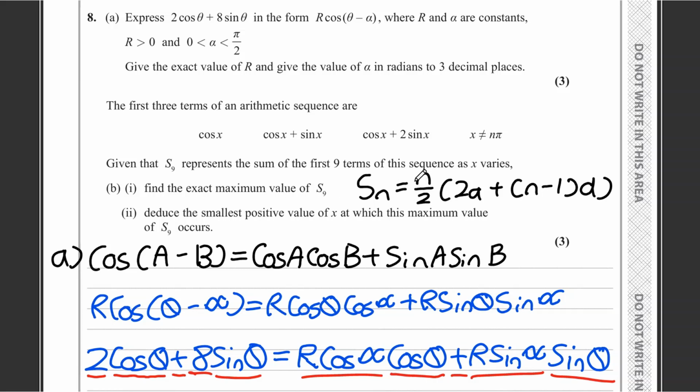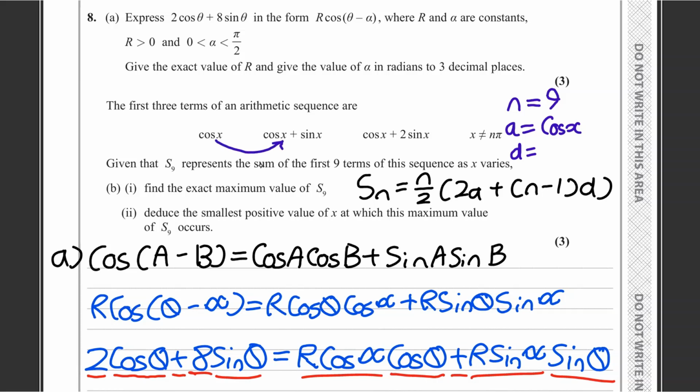So we need to find S9. So in order to use the formula for Sn here, we need 3 things. We need to know n, we need to know a, and we need to know d, where n is the number of terms in the series, a is the first term, and d is the common difference. Okay, so n is easy because we're trying to find S9, so there are 9 terms, therefore n is equal to 9. a is the first term, and we're told that the first term is cos x, so a is cos x, and d is the common difference.